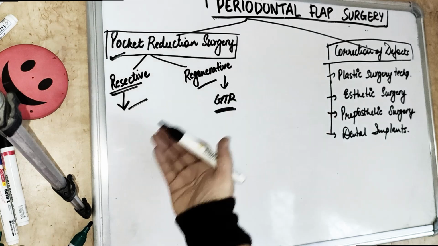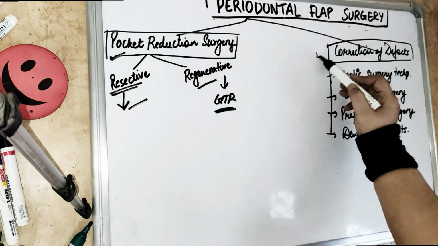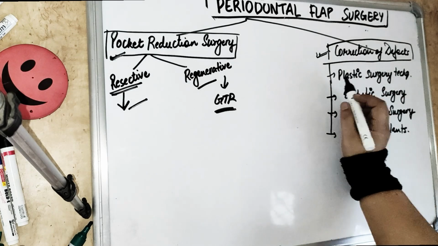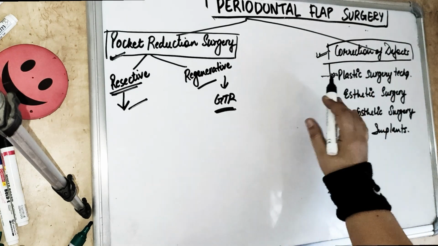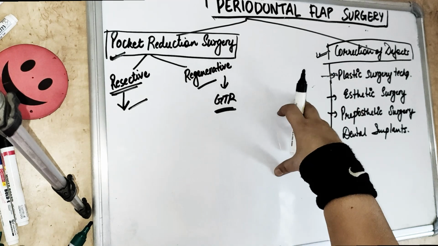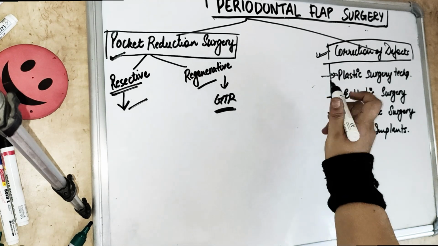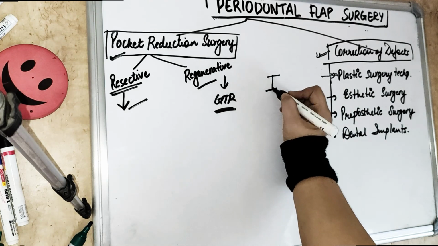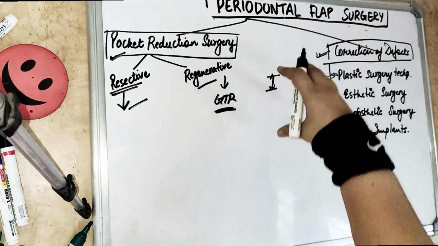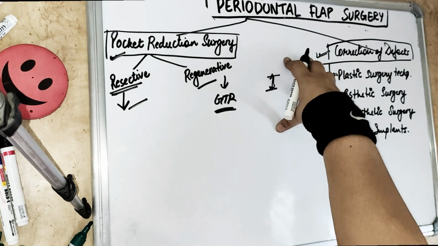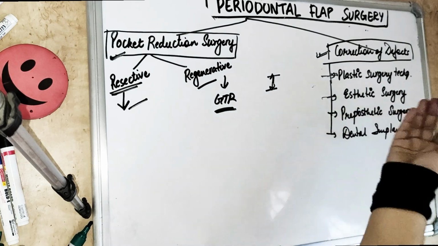So if we want to remove the bone. Then correction of other defects, the anatomic or morphological defects. Either it can be a plastic surgery technique. Plastic surgery technique is used to widen the attached gingiva. So where we have inadequacy of attached gingiva, we use this technique along with the free gingival graft. We take the graft and place it to increase the width of the attached gingiva.